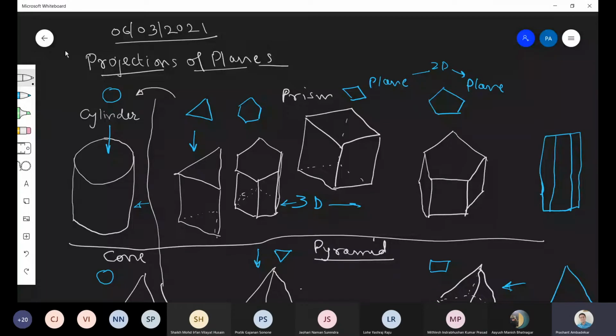Last time I explained one sum on projection of solid. Let us review that sum and then we will see a few more sums.